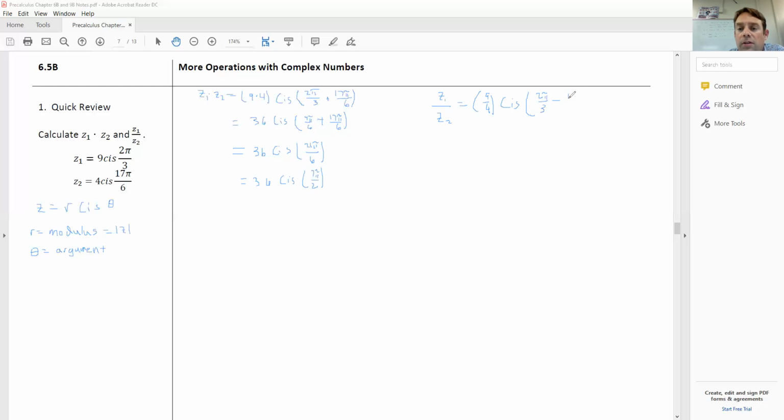minus 17 pi over 6. So we already talked about multiplication and division, just to get our heads around them again, since we're dealing with some more operations of complex numbers. That would end up being negative 13 pi over 6. But let's go back to that idea of multiplication.